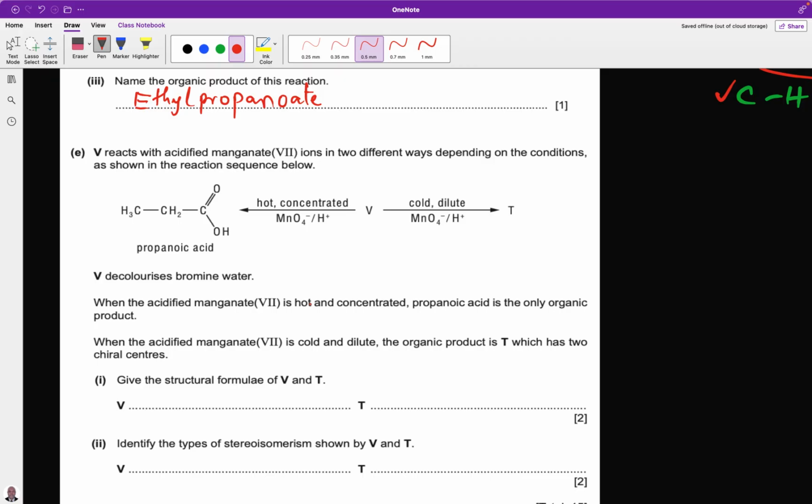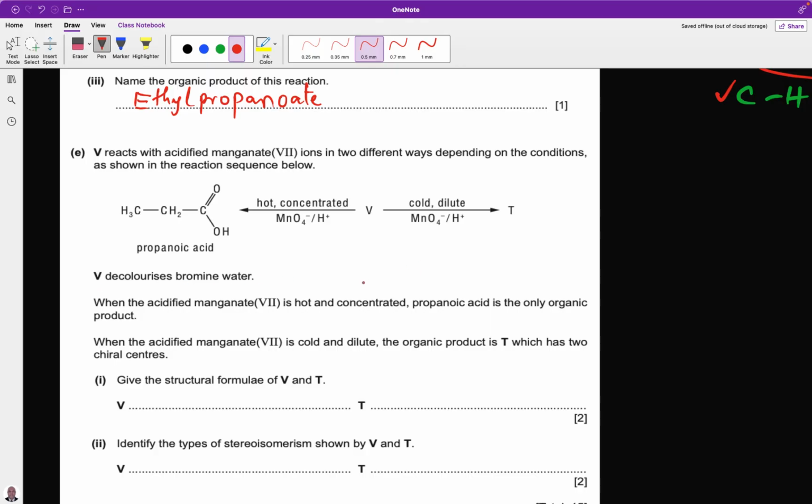You will see that this is V. V reacts with hot concentrated acidified manganate 7. They said propanoic acid is formed. V reacts again with cold dilute acidified manganate 7. It forms T. We are told V decolorizes bromine water.